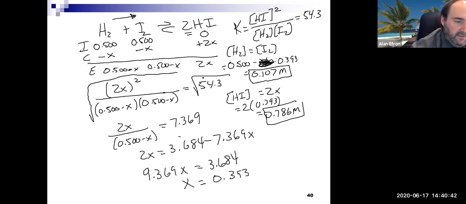And just like previously, you can check yourself if you like. You can put those values back into the equilibrium expression. So we would take 0.786 and square it, and divide it by 0.107 twice. And we end up with 53.96, which is about 54. And again, we're good in terms of that. Any questions on any part of that?